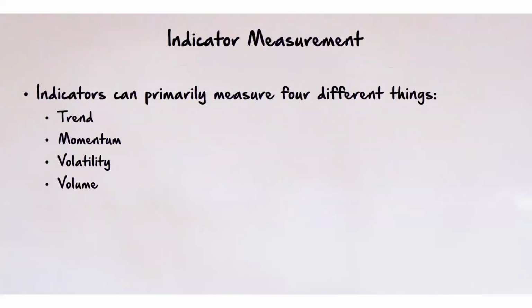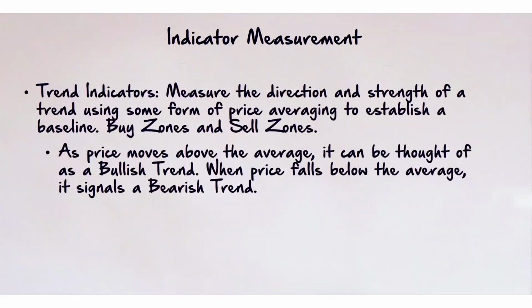So what does the indicator do? They measure trend, they measure momentum, they measure volatility, and they also measure volume. These are the four key things that indicators measure for you.